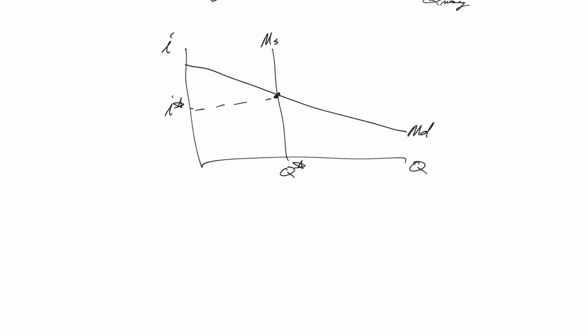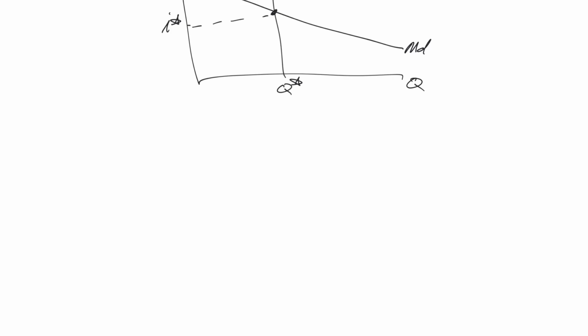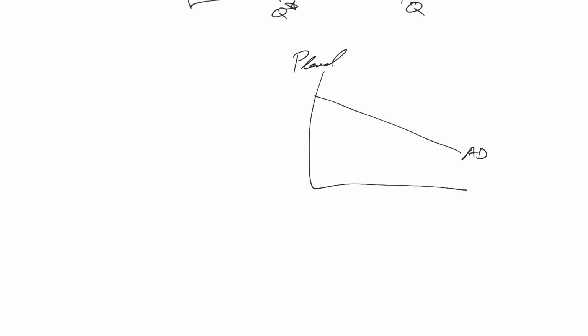Now we're going to relate this to the aggregate demand curve. This is how it works. Well, let's put aggregate demand over here. This is the price level, and this is quantity or GDP. And we'll put the liquidity preference for money over here.